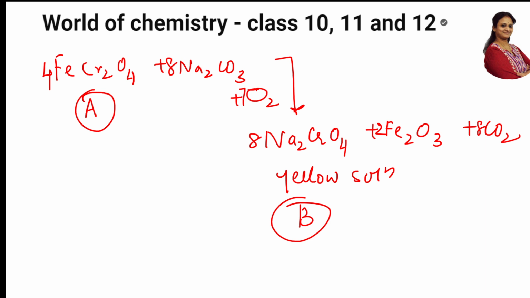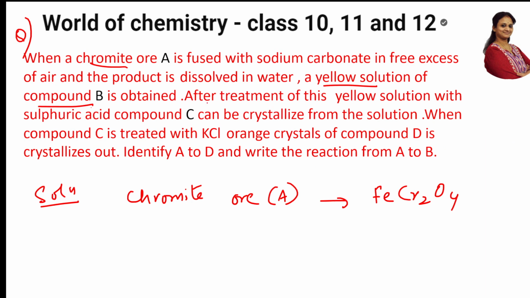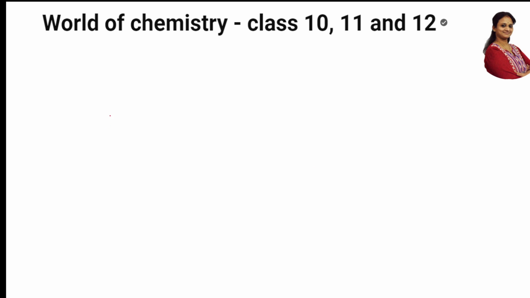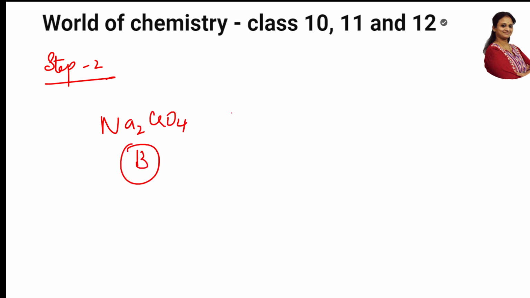Okay. Now what did they say next? They said they have taken this yellow solution, and treatment of this yellow solution with sulfuric acid gives compound C. Let us take that yellow solution. We have taken the yellow solution and treated it with sulfuric acid. Let us take step 2 for us to understand. I'm taking sodium chromate and treating it with sulfuric acid. What will happen to this?